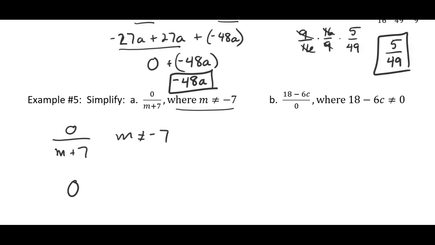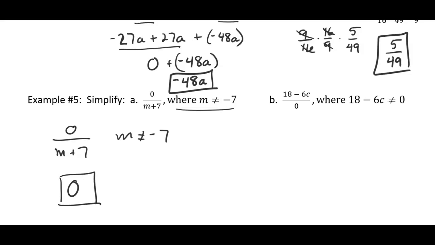But we have to make a stipulation that m cannot be -7, because if m were -7, then we would have 0 over 0, and that's an indeterminate form. We're not allowed to divide by 0 still. You'll talk about that when you take calculus. They have to put that clause in there to say this works for all real numbers except m can't be -7, because then we'd be dividing by 0 and that would cause us problems.